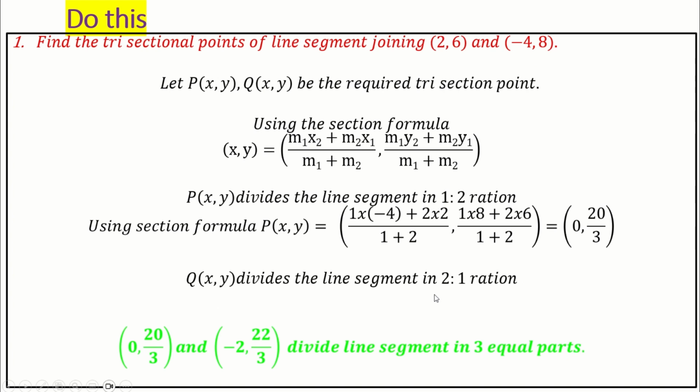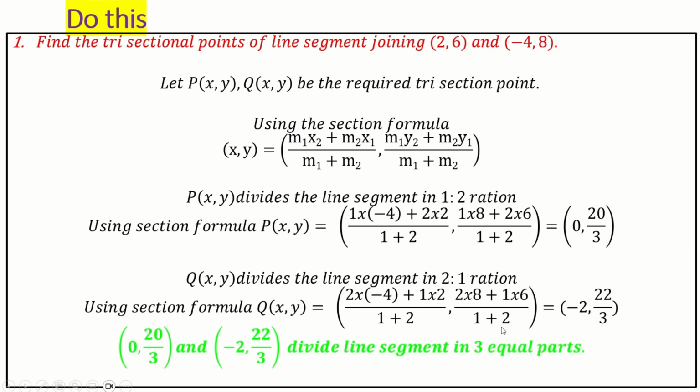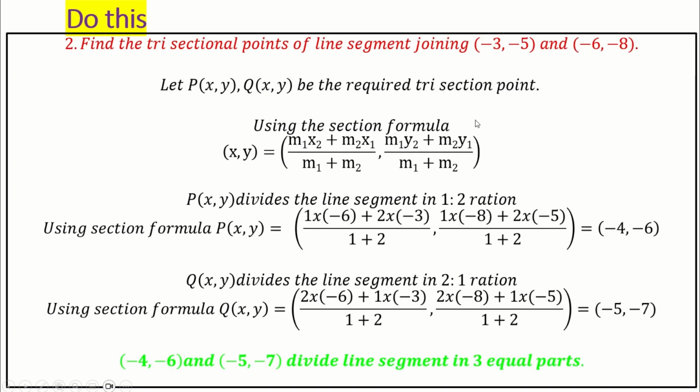Similarly, Q divides the line in 2 is to 1 ratio and you apply the same section formula, you will get (-2, 22/3). So these two are the trisection points, which divide the line segment in three equal parts. Next, same problem, exactly the same template you will follow, and you will find P and Q, which are (-4, 6) and (-5, -7). These are the points which will divide the line segment into three equal parts.